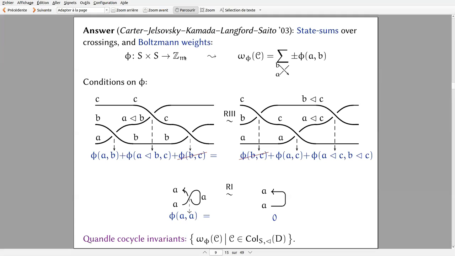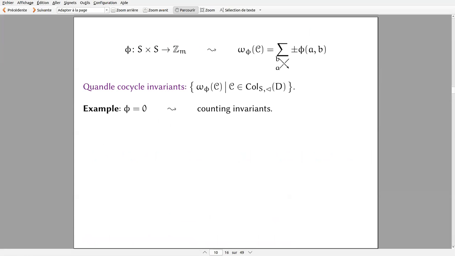If you have a map phi which satisfies these 2 conditions, then you can use this state sum type formula to produce some numbers modulo m, and the multiset of such numbers, 1 for each coloring, will give you a quandle cocycle invariant. So it's certainly an enrichment of the construction we had before.